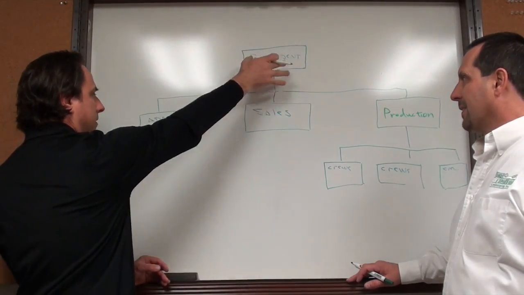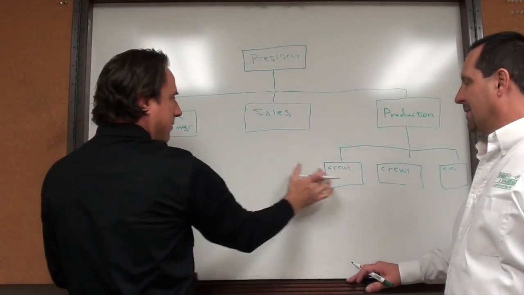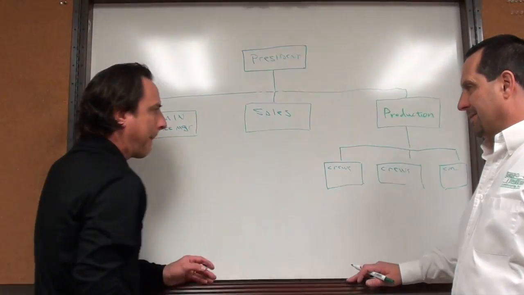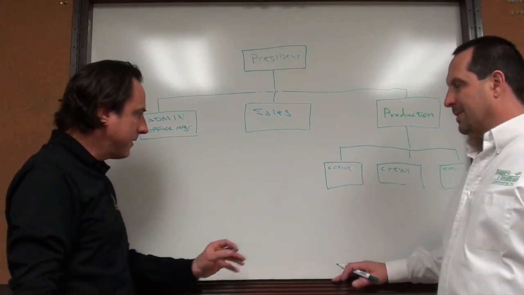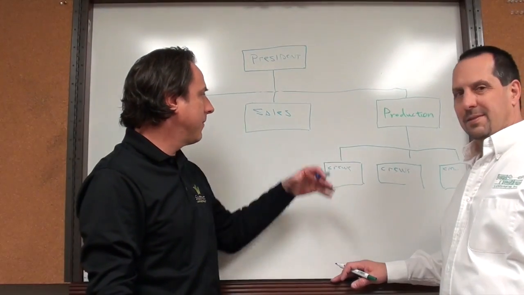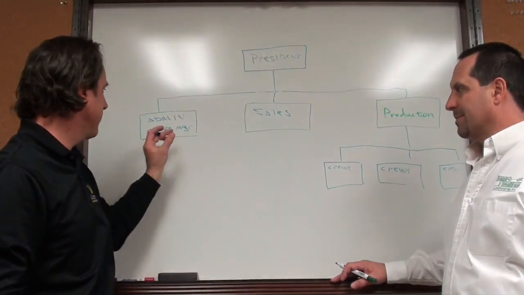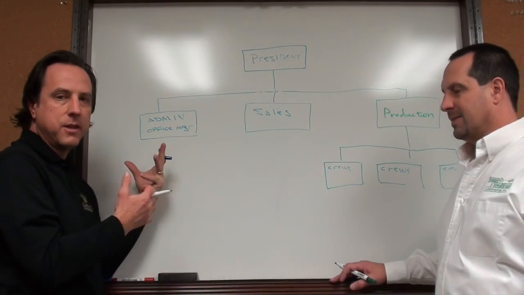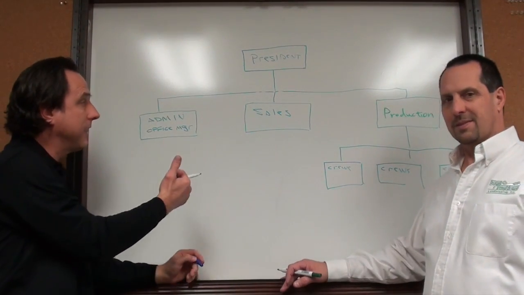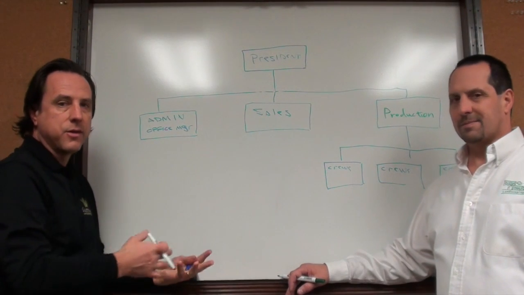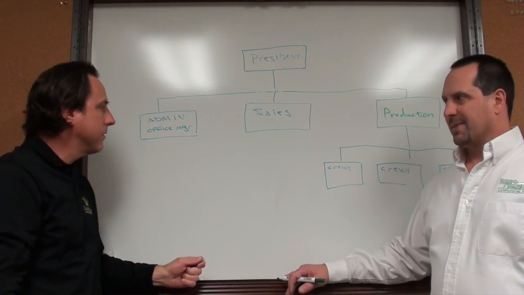So, president, admin, sales, production, crews. So why do we need this? Well, these guys are going to report to him. This guy is going to report to him. This guy reports to him. This guy reports to him. So you're starting to see, if you look at this, how we are building the structure of the company as we go.